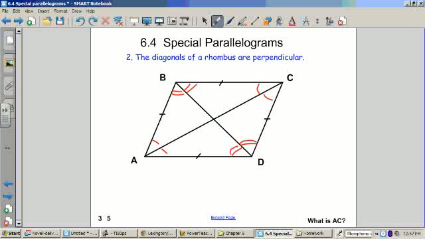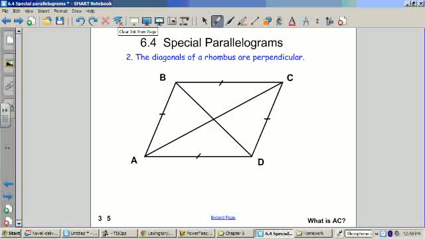Well, if that's the case, all four of these triangles must be congruent by angle side angle. If they're congruent by angle side angle, all their corresponding parts must be congruent. Well, 1, 2, 3, and 4 all end up being corresponding parts. 1 and 2 are congruent, and they are linear pairs, so they're supplementary. Because they are congruent and add up to 180 degrees, 1 and 2 must both be 90 degrees. The same for 3 and 4. The diagonals of a rhombus are perpendicular. They make four 90-degree angles.